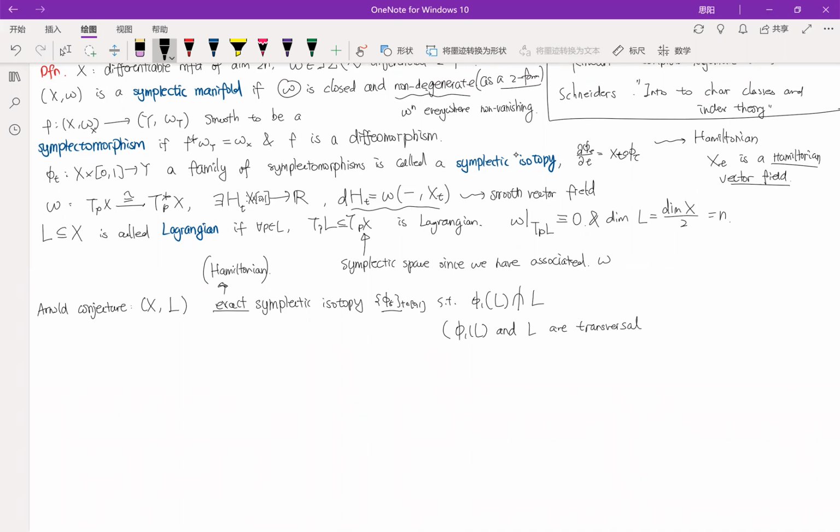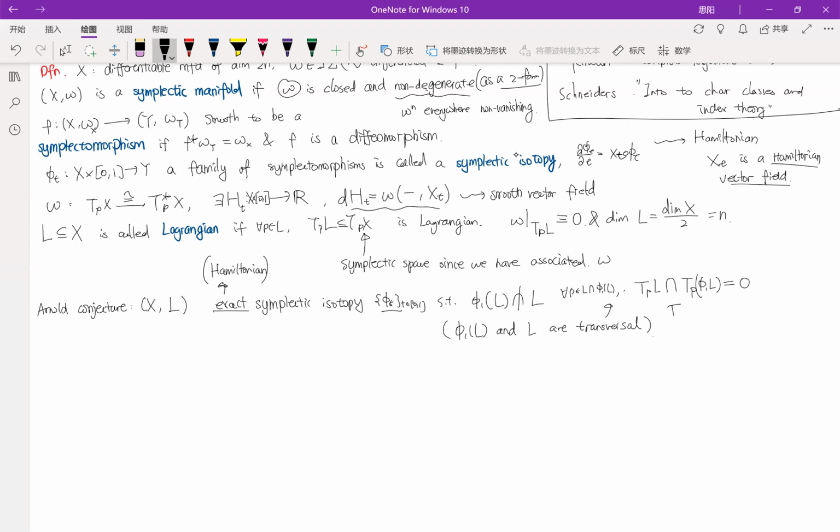Do I need to explain the concept of transversal? This means that at each point of L, for any point in the intersection, the intersection of TpL and the Tp of phi 1 L is 0.